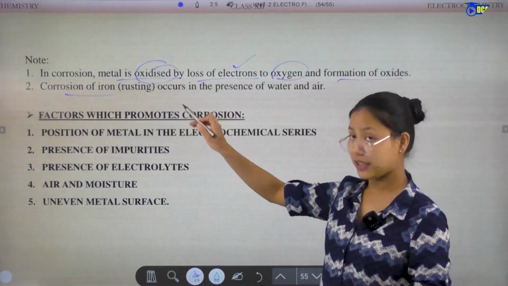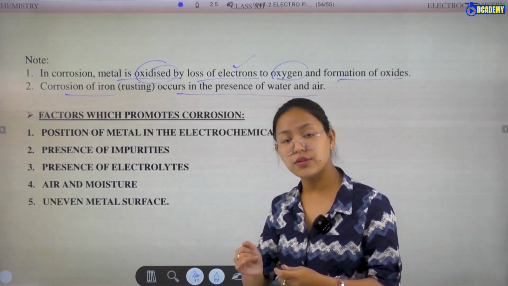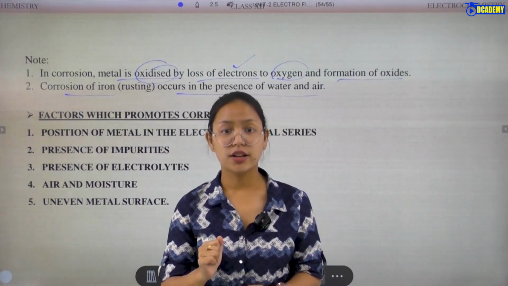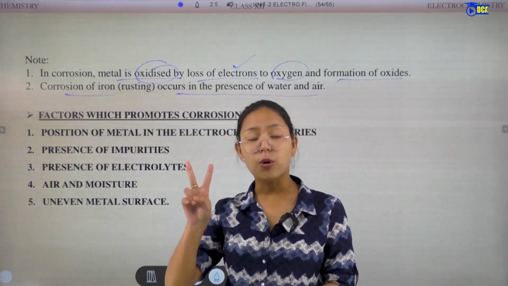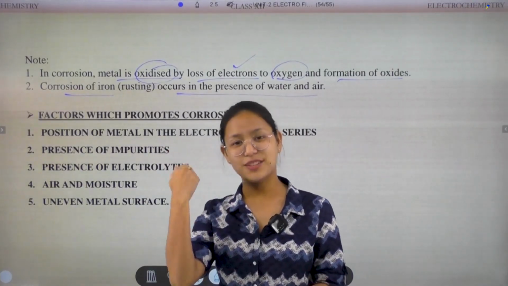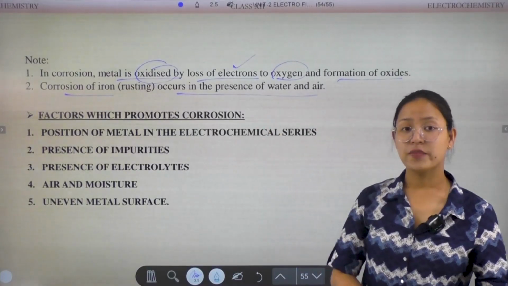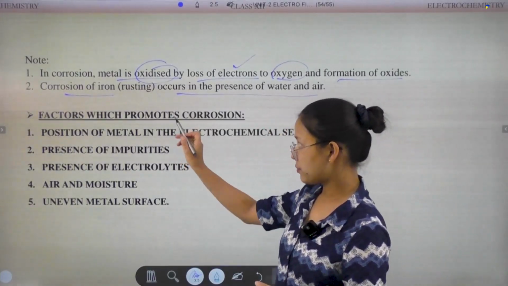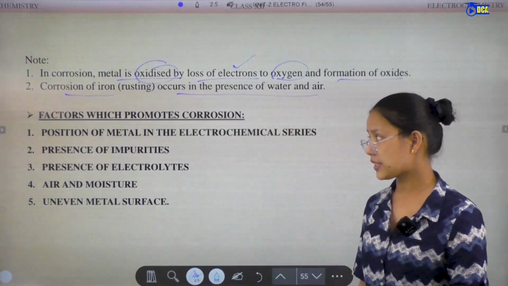Corrosion of iron, rusting, occurs in the presence of water and air. With only water or only air, rusting does not occur. But if both factors are there, then obviously rusting is compulsory. Then here are the factors which promote corrosion.